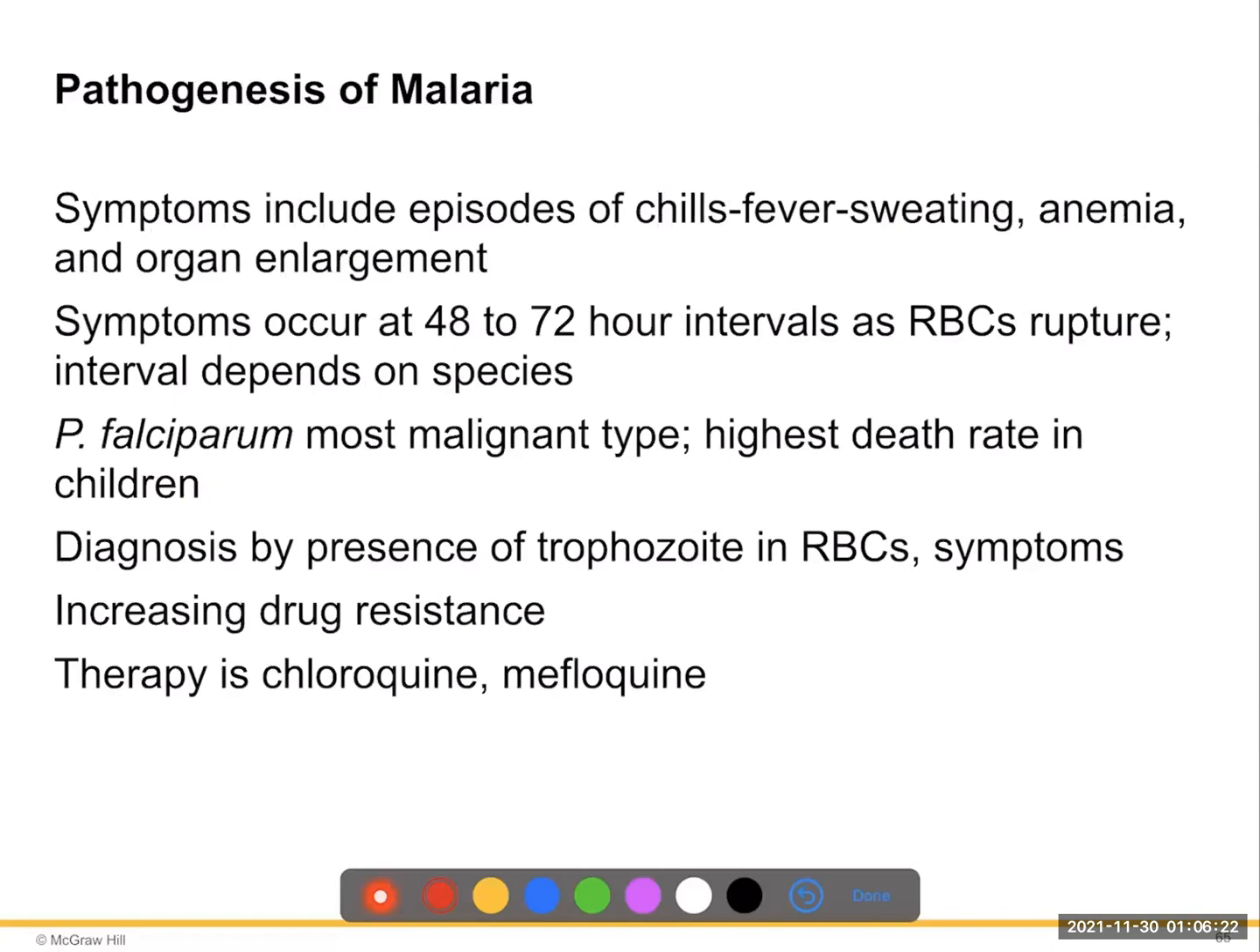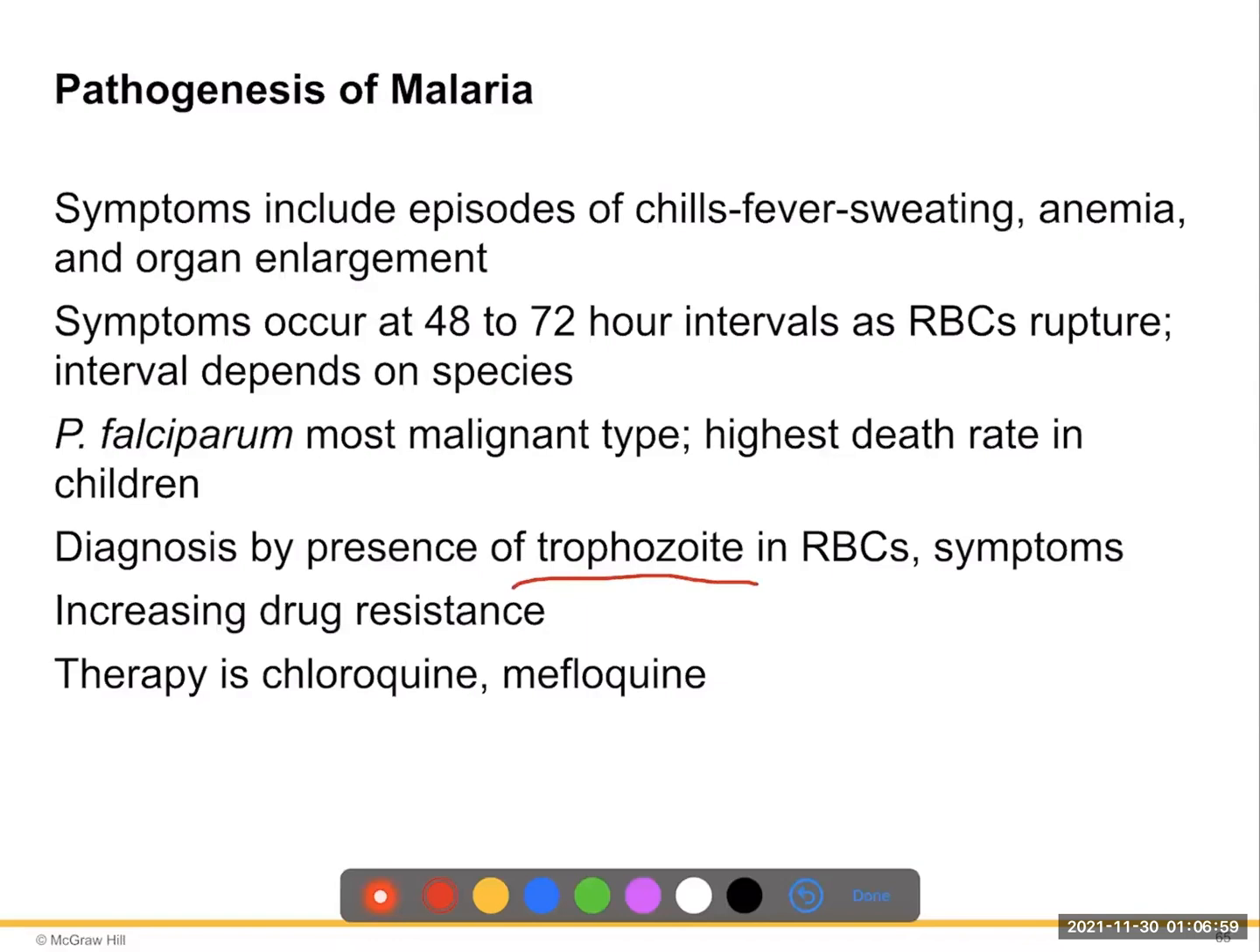So, pathogenesis of malaria. Symptoms include episodes of chills, fever, sweating, anemia, organ enlargement, your heart, your liver. Symptoms occur 48 to 72 hours, so 2 to 3 days, after the red blood cells rupture and release the parasite into the bloodstream. P. falciparum is the most malignant type of malaria. It has the highest death rate in children. It's diagnosed by the presence of the trophozoites in the red blood cells. That's one of its symptoms.